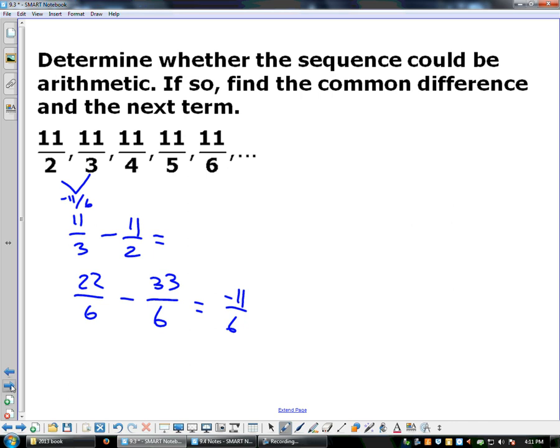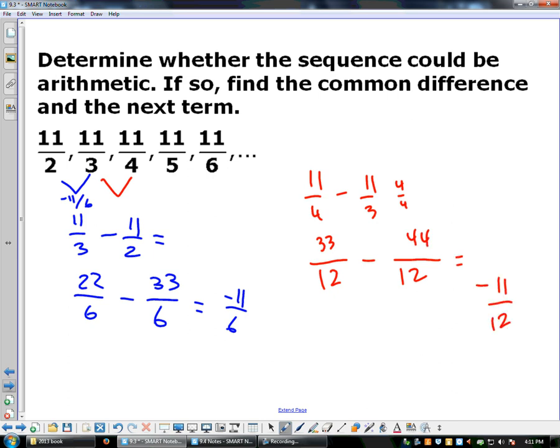If we try the next one, 11 fourths minus 11 thirds, again we need a common denominator. This time the common denominator is 12. So I multiply by 3 here, that's going to be 33 over 12, and multiply by 4 over 4 here, and I'm going to get 44 over 12, and I'm getting negative 11 over 12. Not the same as negative 11 over 6, so that's why this is not an arithmetic sequence.